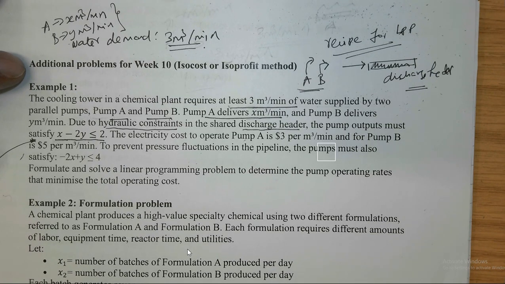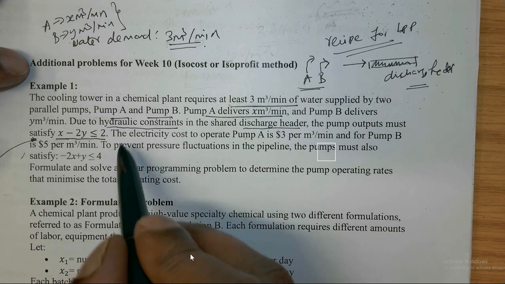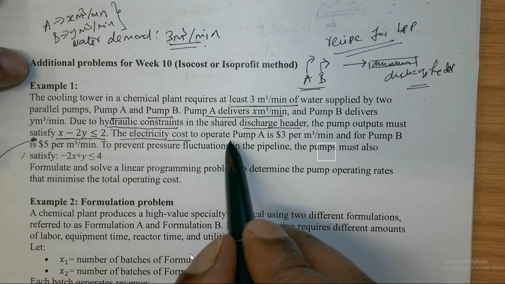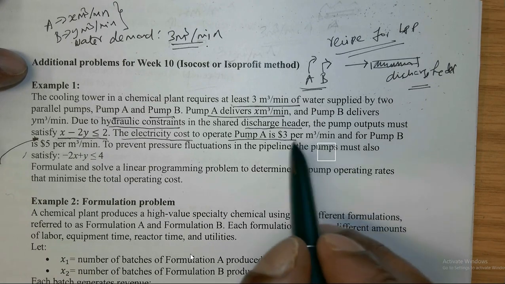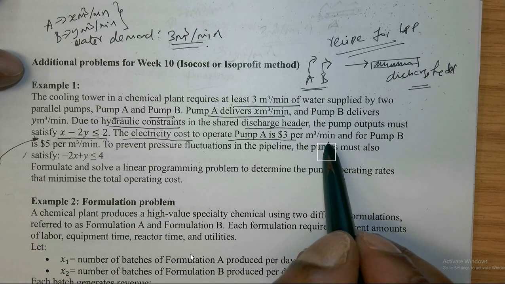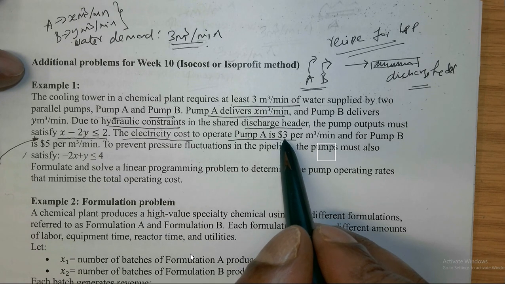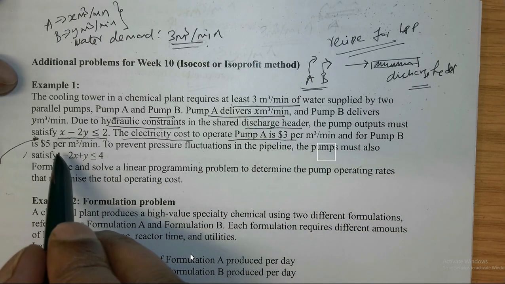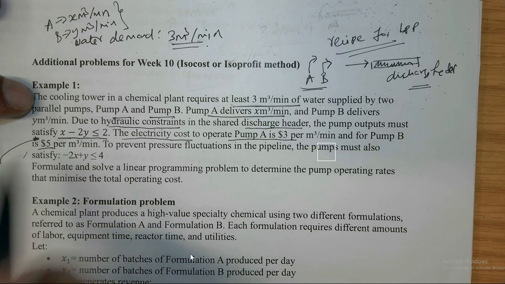And there is a second constraint. What is the second constraint? Let's go to something related to the cost. The electricity cost to operate pump A is $3 per meter cubed per minute. So if you deliver 1 meter cubed per minute, you spend around $3. And to operate pump B and maintain a flow rate of 1 meter cubed per minute, you spend roughly $5.